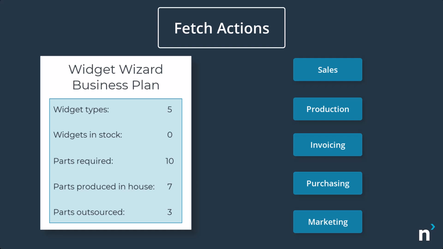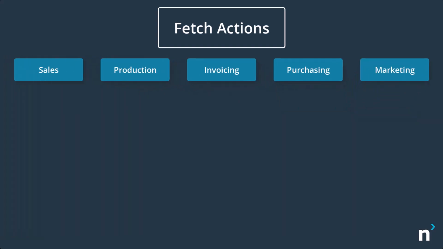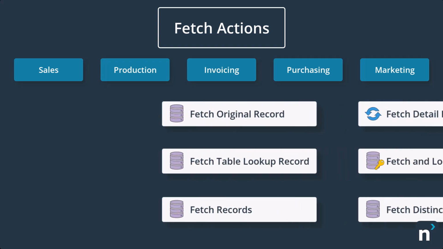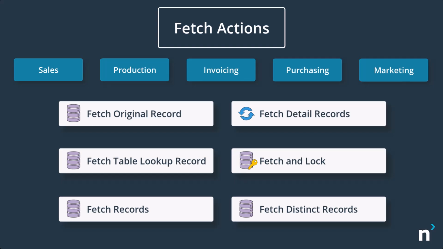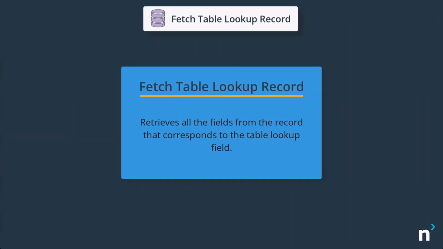To ensure timely deliveries and maintain customer satisfaction, several departments must work together effectively. To enhance accuracy, maintain the flow of information, and provide a positive experience for the end user, the developers have integrated a series of fetches. These actions operate behind the scenes to streamline operations. Fetch Table Lookup Record retrieves all the fields from the record that corresponds to the table lookup field.